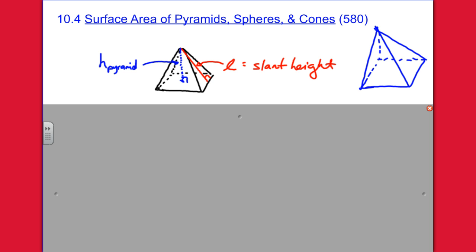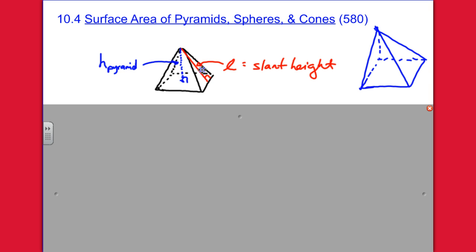Okay, notice we have two different kinds of heights in pyramids. This is so critical. One height is the height from the vertex straight down to perpendicular to the base. So that's what this little, it almost looks like a chair, but that's a right angle. We have a perpendicular distance from the vertex to the base.